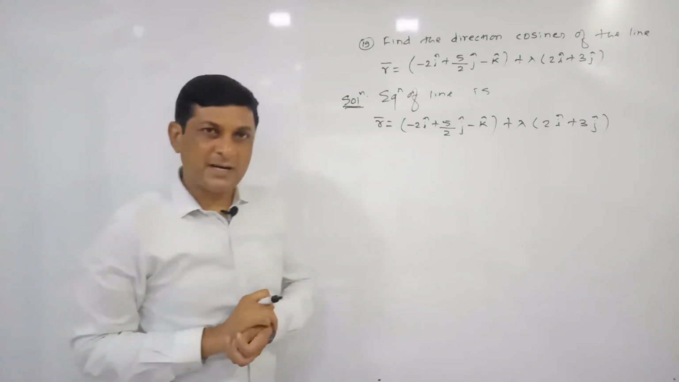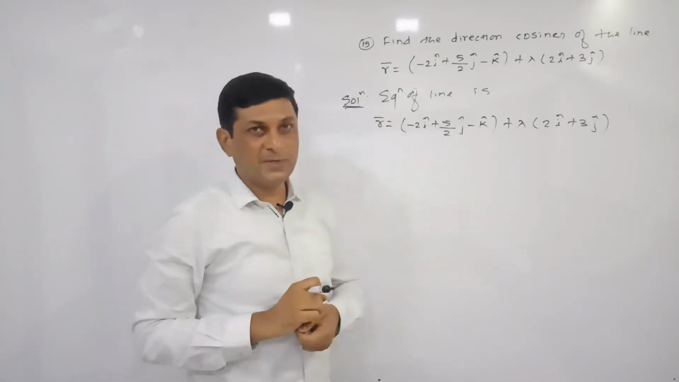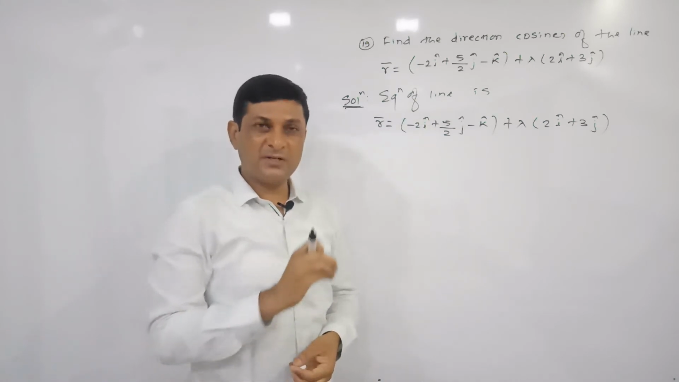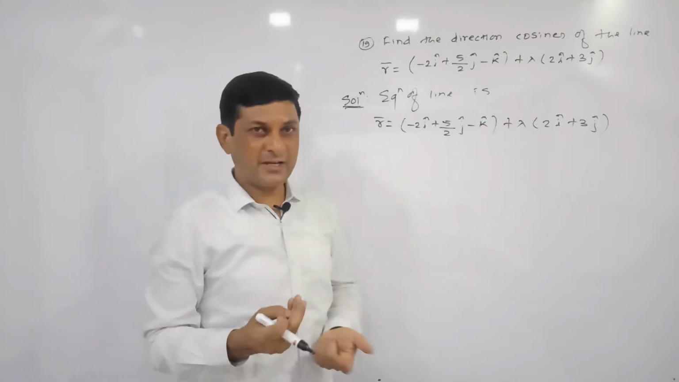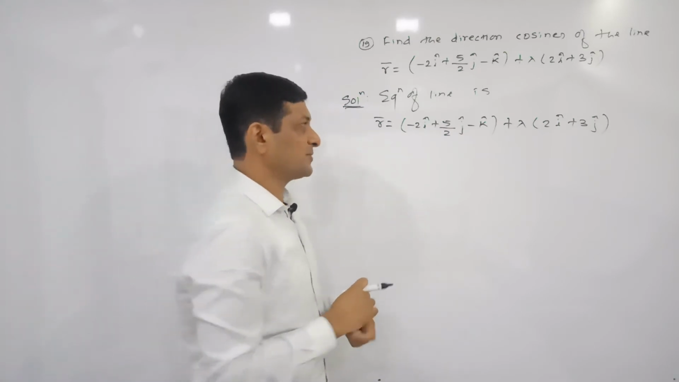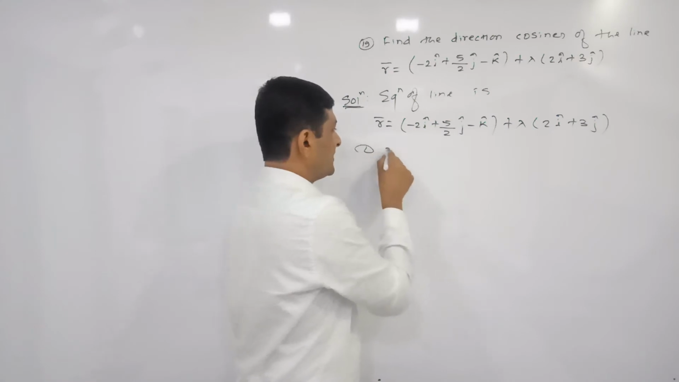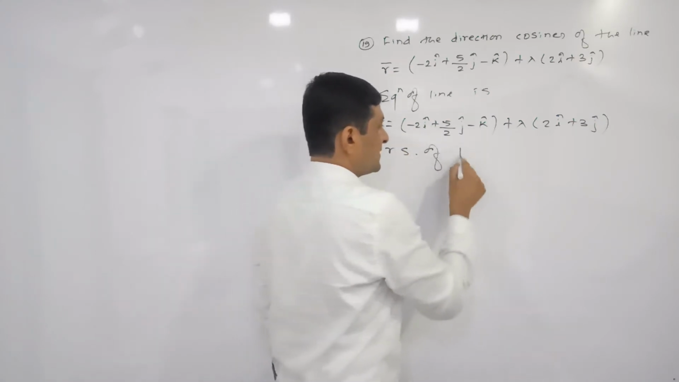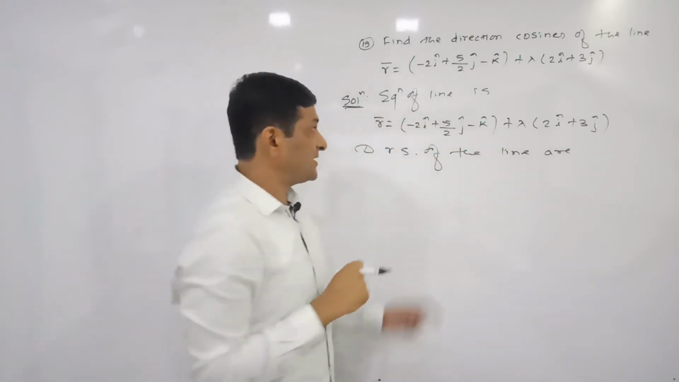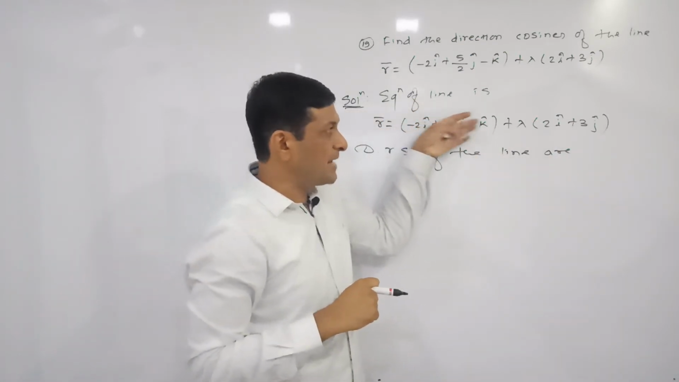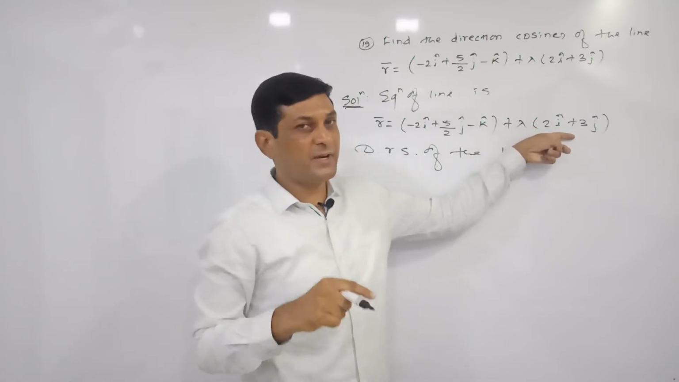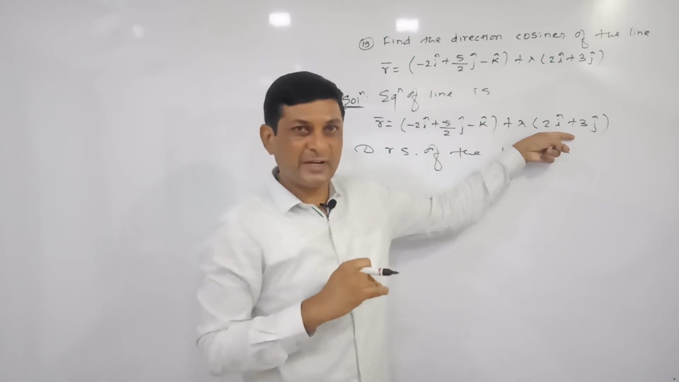See, in question number 19, the equation of line is given to us and the question is to find out the direction cosines of the line. So first, from the equation of line, we will try to find out the direction ratios. Once the direction ratios are known to us, we know how to find out direction cosines. So here, direction ratios of the line r. If you observe this equation, it is in the form of r bar is equal to a bar plus lambda b bar, where b bar is nothing but the vector parallel to the line, or we can say it is the vector along the line.